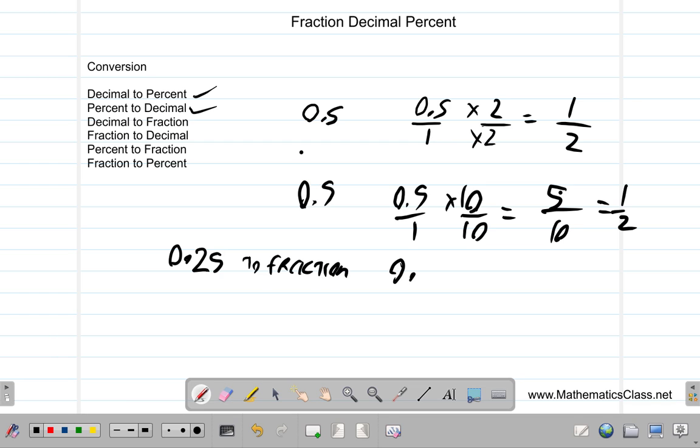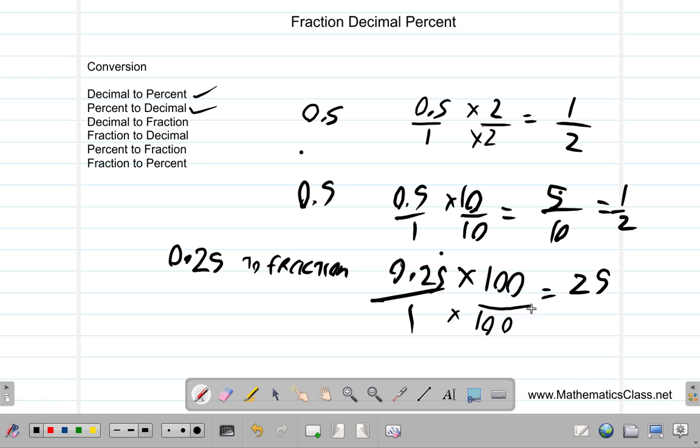What you do, it says 0.25 over 1. Now, which number are you going to multiply 0.25 by to get a whole number? What you can do is multiply it up here by 100. If you multiply 0.25 by 10, you're going to get 2.5, and you don't want any point. So multiply by 100. You're going to get 25 up top. But if you multiply the top by 100, you have to multiply the bottom number by 100 too.